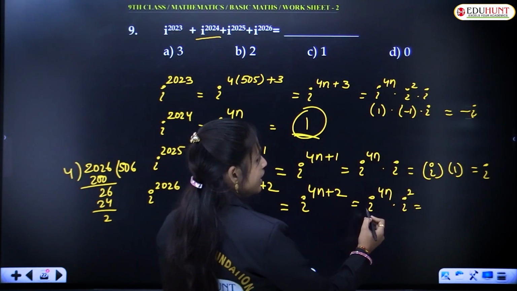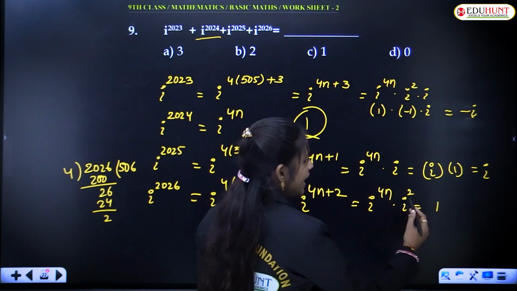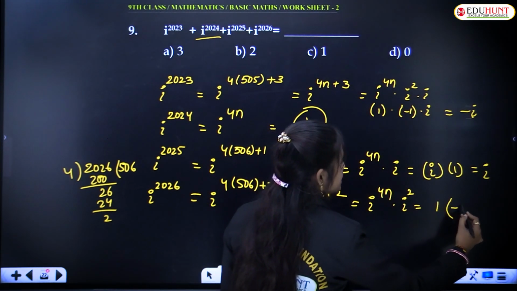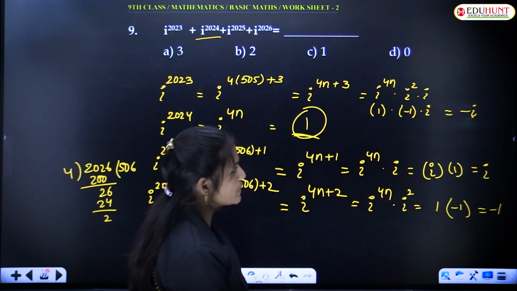So which is equal to i power 4n into i square. Okay. So here i power 4n is 1 and here i square. i square means minus 1. So which is equal to minus 1.